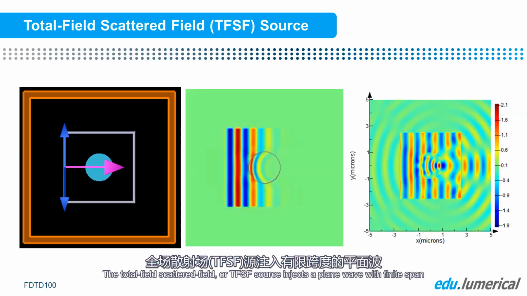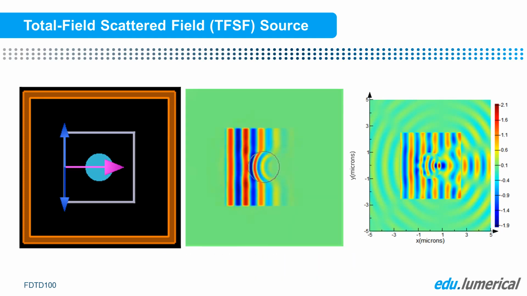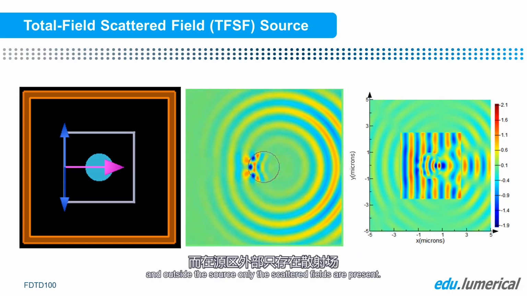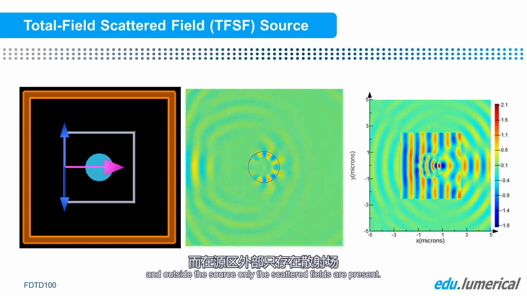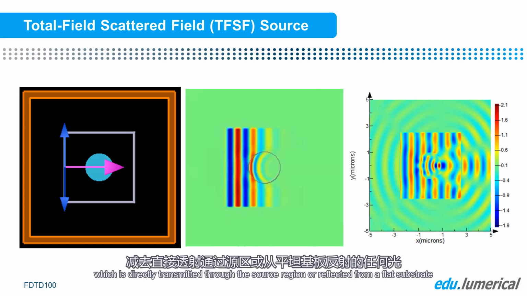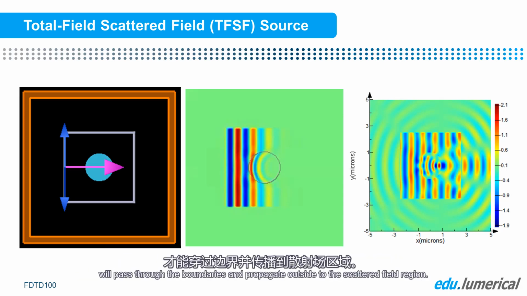The total field scattered field, or TFSF source, injects a plane wave with finite span and separates the computation region into two regions. Inside the source region, both incident and scattered fields are present, and outside, only scattered fields are present. The total field scattered field source works by subtracting at its boundaries any light which is directly transmitted through the source region or reflected from a flat substrate, so that only light that is scattered by a feature contained completely inside the source region will pass through the boundaries and propagate outside to the scattered field region.